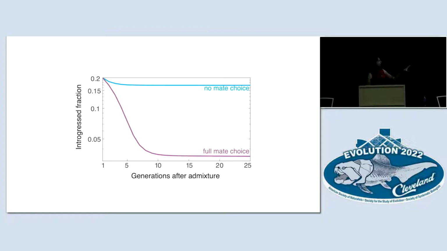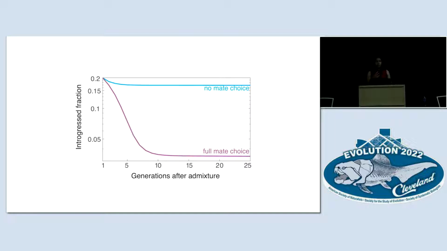But this case of mate choice is actually concealing two distinct effects. There's sort of the direct sexual selection effect of mate choice. Individuals who have a lot of introgressed ancestry are going to get fewer matings, produce fewer offspring than individuals who have less introgressed ancestry. But then there's also the indirect bundling effect of mate choice.